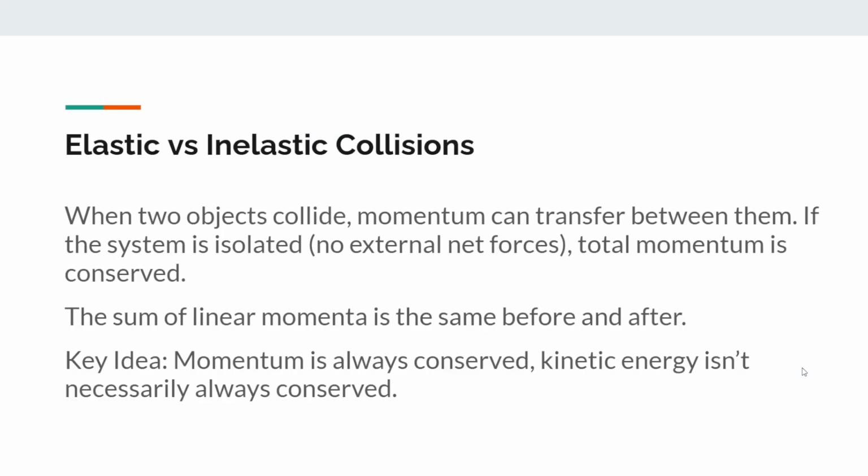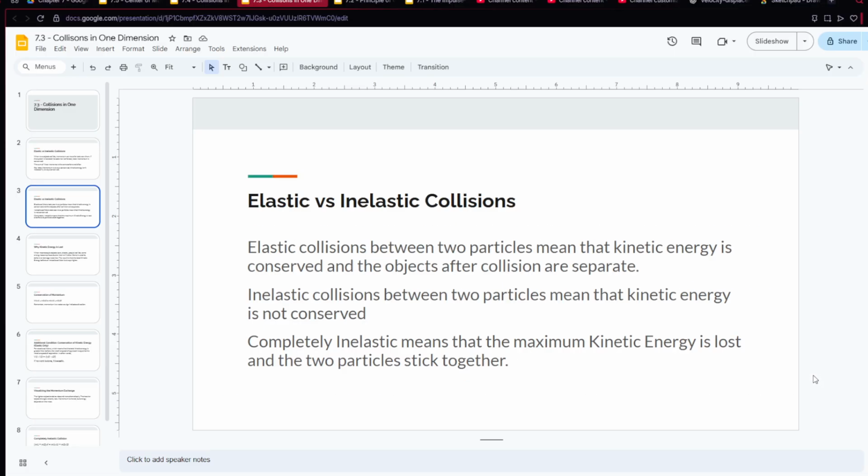Collisions in one dimension. Let's go over elastic versus inelastic collisions. But before we do so, we have to go over the conservation of linear momenta. When two objects collide, momentum can transfer between them. If the system is isolated, with no external net forces, total momentum is conserved, and we'll get into that a little bit later. The sum of linear momenta is the same before and after.